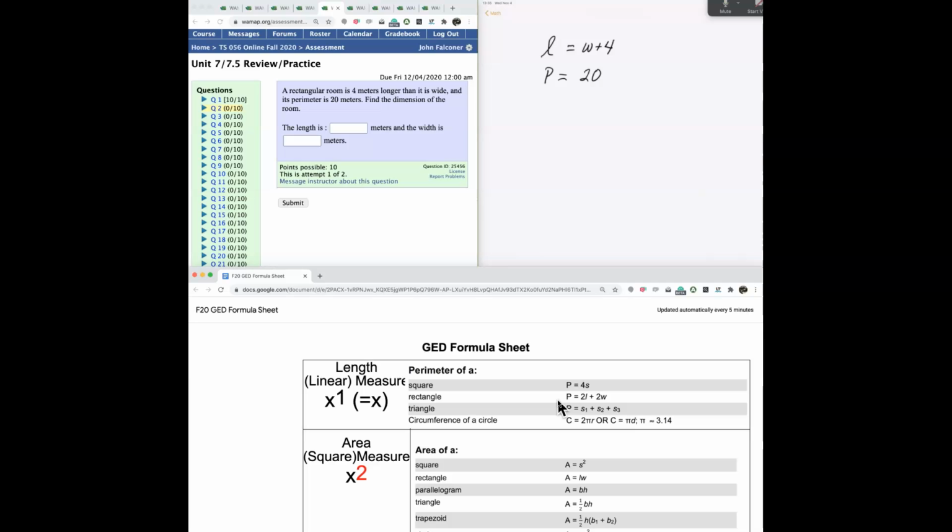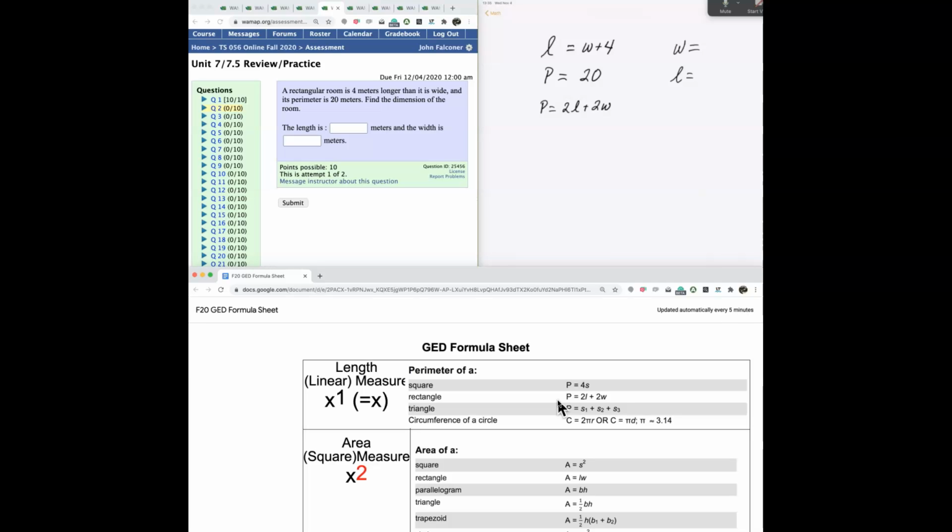So that's all the information that they give us, and we have to find L and W. So W is equal to something and L is equal to something. From our GED formula sheet or from our knowledge, we have to supply what we know that's relevant to this subject, and that's perimeter. What's the perimeter of a rectangle? Let's say P is equal to 2L plus 2W.